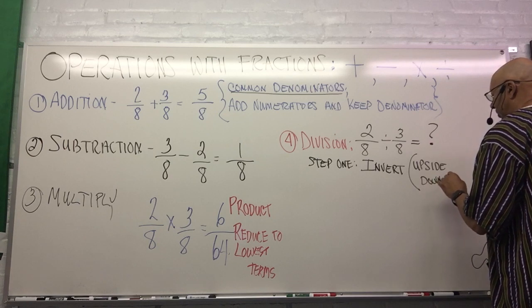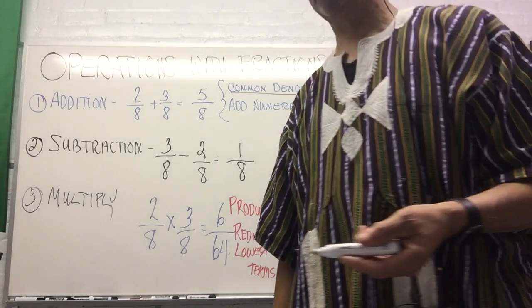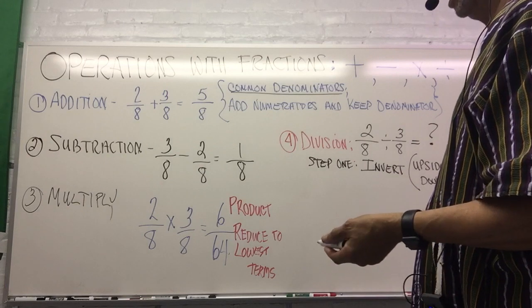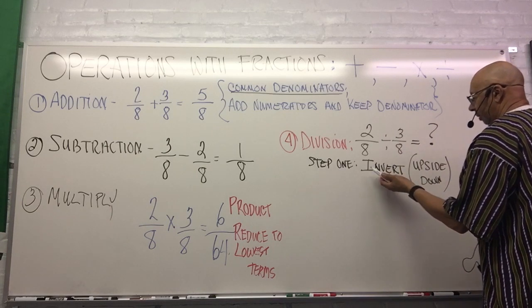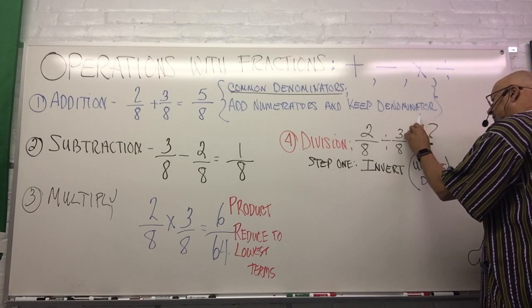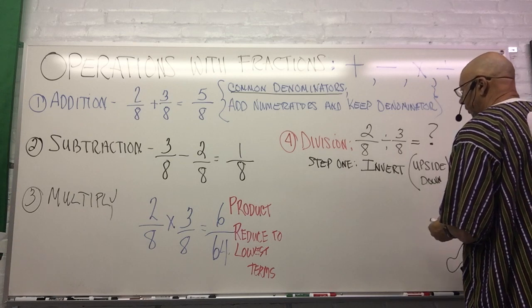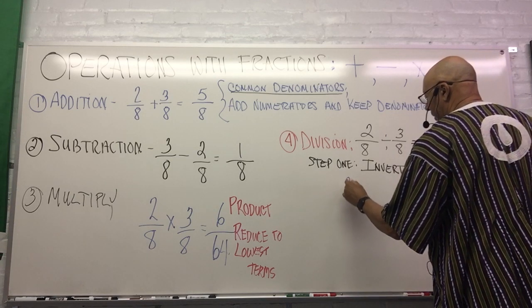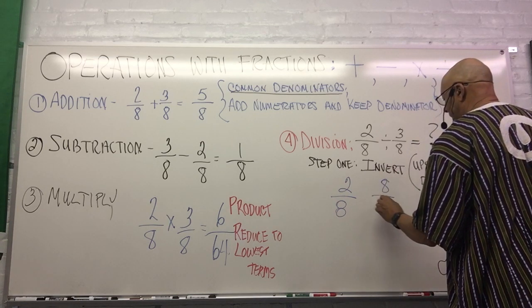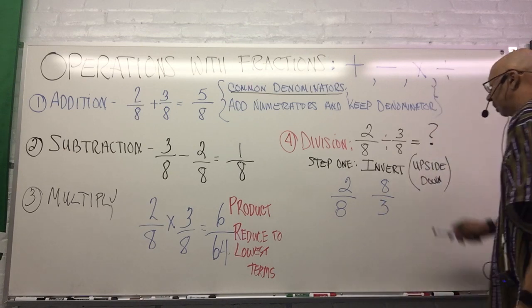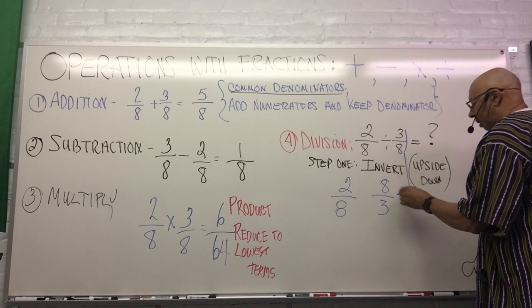A lot of students use the word flip, which is the concept, but it's not a mathematical term. So people that would hear that would know you're not a very sophisticated math student, because the concept is really inversion. Inversion means you put the denominator in the place of the numerator and vice versa. So step one is to do the inversion. So the inversion would result in 2/8, the pizza that you ate, and now it's not 3/8, but it's 8/3, because you've inverted the 3/8, and now it becomes 8/3.